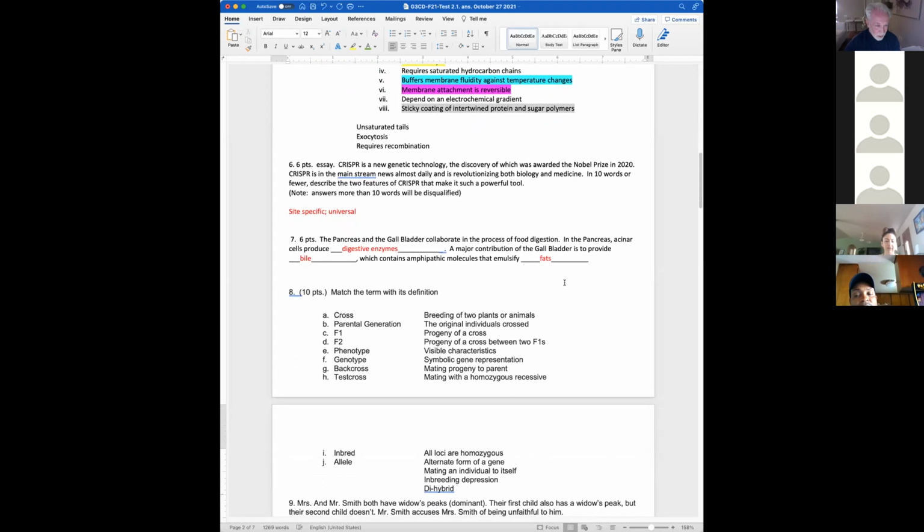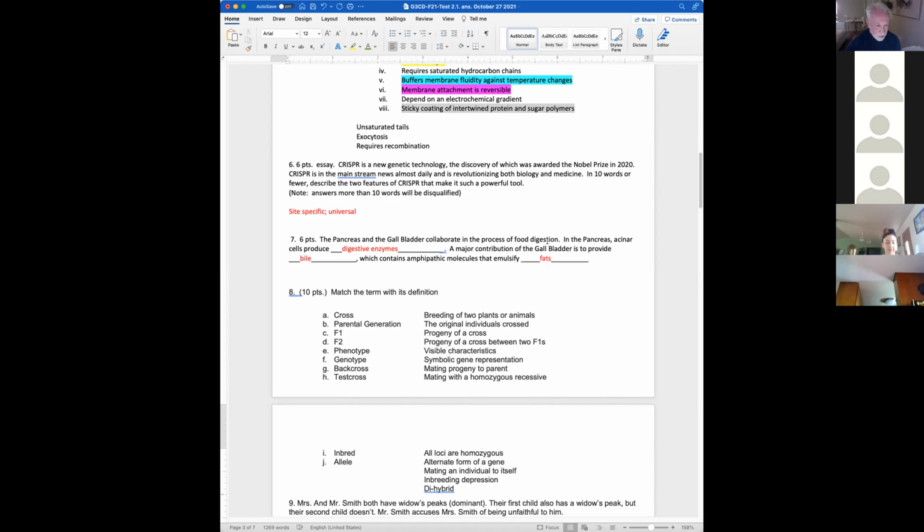The next one is relative to cystic fibrosis. It's about the pancreas and gallbladder. They collaborate to digest food. And then I have some fill in the blanks. The acinar cells produce digestive enzymes. There were several different answers that I gave credit for here.